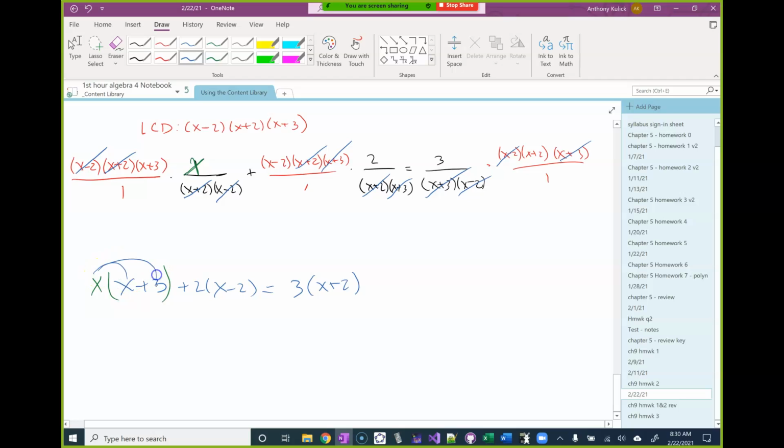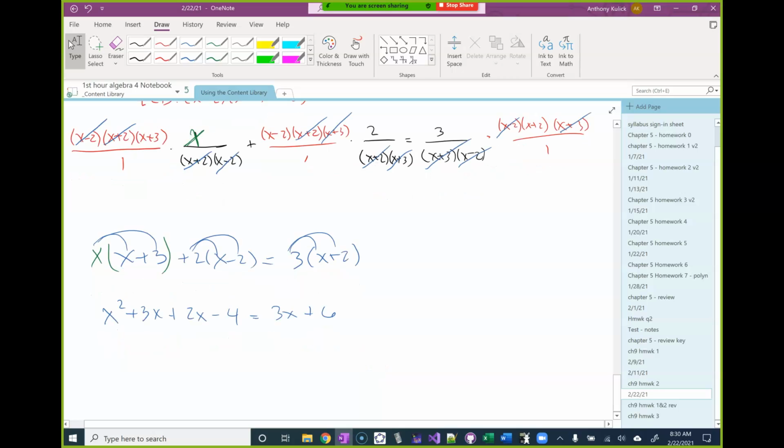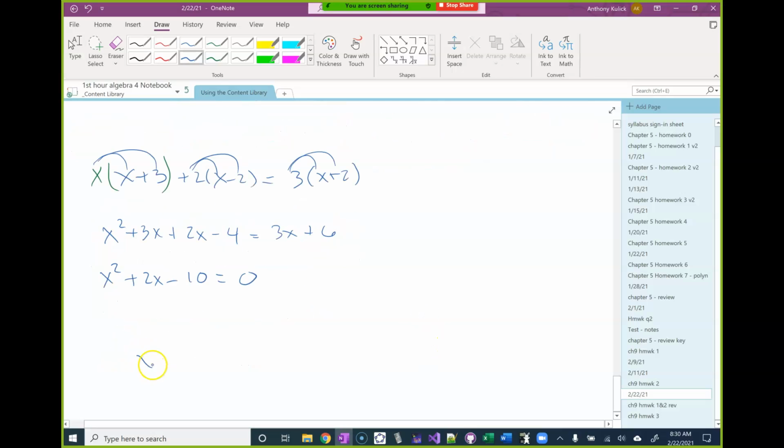Now all I'm going to do is multiply the stuff out. x squared plus 2x minus 4 equals 3x plus 6. So if I move everything over to one side, x squared plus 2x minus 10 equals 0. This is quadratic, and it's not factorable, right? There are not two numbers that multiply to give me negative 10 and add to give me positive 2. So what do I do in that case? I just use the quadratic formula.